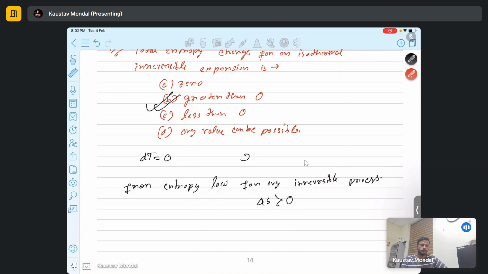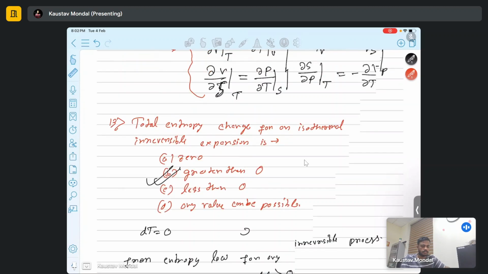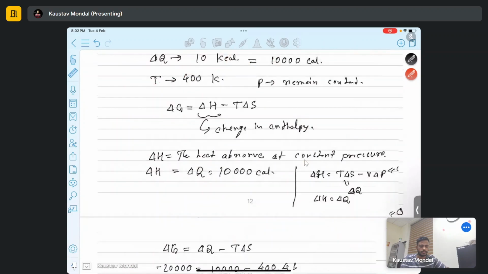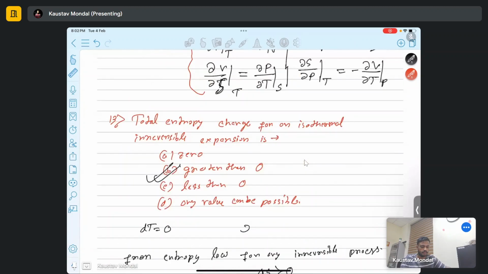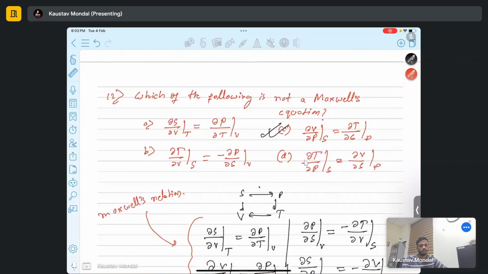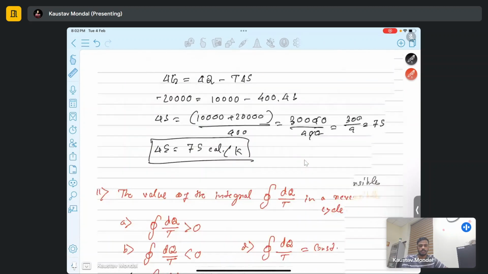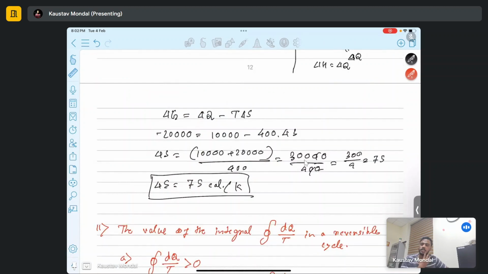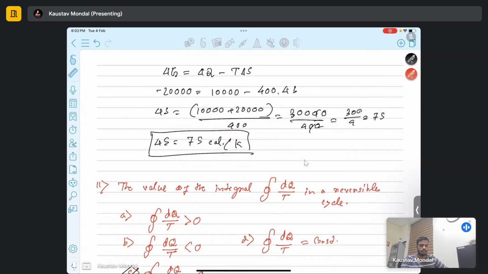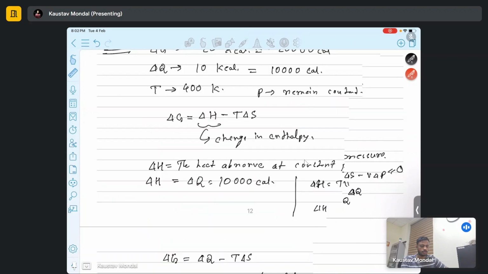Okay, so now we have already discussed all of the 13 problems. Basically all of the problems need the concepts of entropy, Maxwell relations, and the thermodynamic relations between the Gibbs free energy, Helmholtz free energy, and internal energy. All these relations were needed to solve these problems.